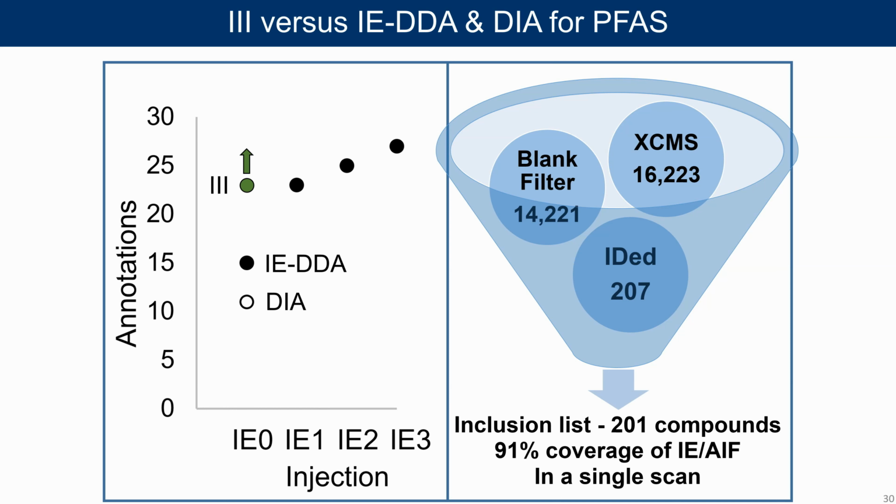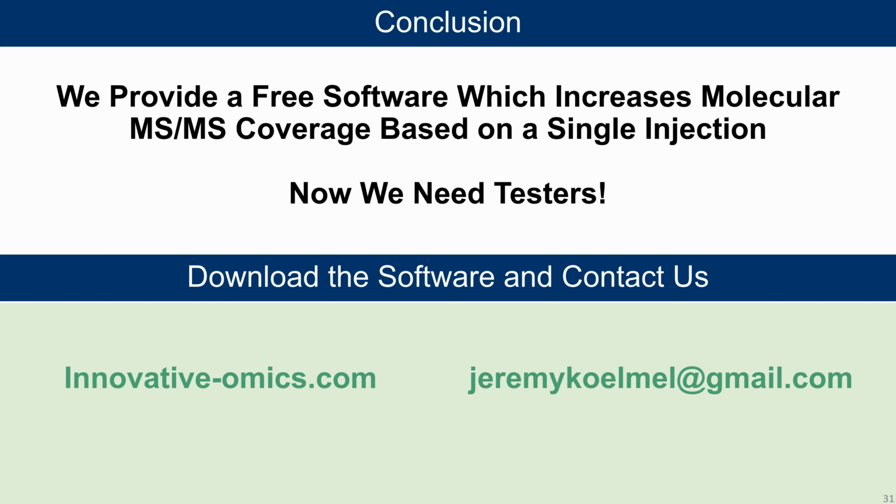And then if you look on your right, we can actually see the process for this PFAS data set in this case, where XCMS pulled out 16,000 peaks. With blank filtering, we get 14,000 peaks. And then using identification based on our database, there's only 207 ions that we're going to select for fragmentation that we can match up against our database.